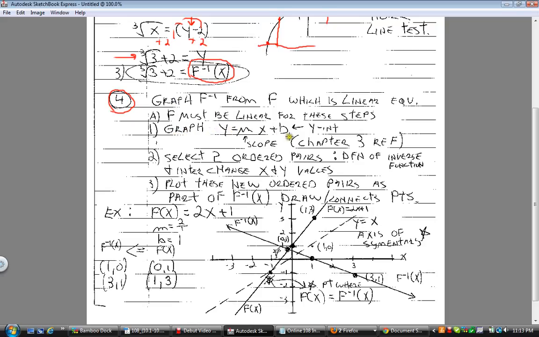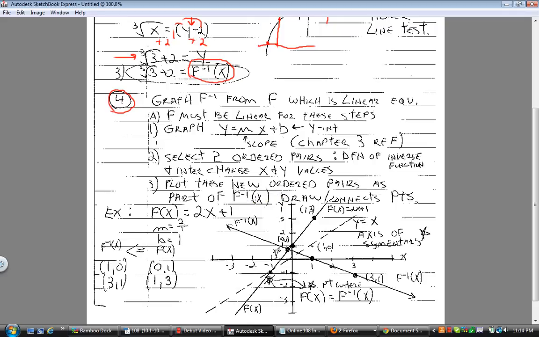Don't forget y equals mx plus b. This is from chapter 3 for reference. The coefficient in front of the x is the coefficient m, the slope. Remember, that's rise over run. B is your y-intercept. And we turn around and graph that real quick. I'm going to find the y-intercept and calculate the slope once. Once you've got the line graphed, you've got two ordered pairs. We're going to list them, and then we're going to interchange the x and the y's to give us the one-to-one inverse function. Plot those new ordered pair points as part of the inverse function and draw your second line.